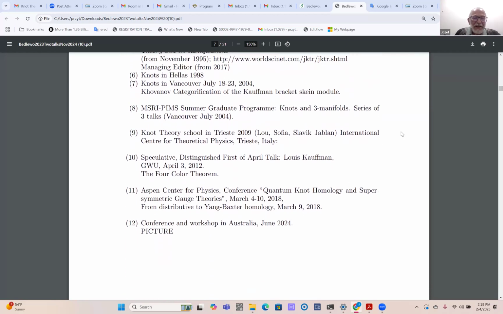And maybe finally, not finally, but next, you see the speculative distinguished 1st of April talk, and Lou was talking about the four-color theorem. It was very fascinating, and very much related to the talk Lou gave 2 days ago. In this talk, he gave 4 proofs of the four-color theorem. And of course, each of them has some defects, as we can expect.